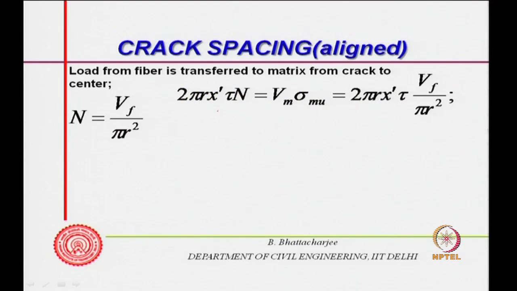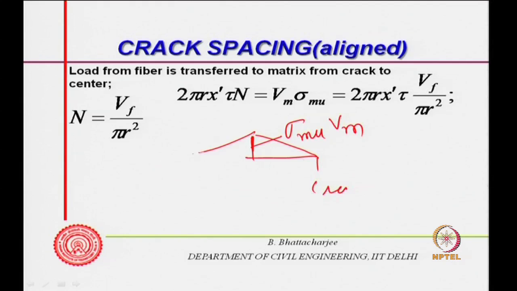So, for a single fiber, how much is the crack spacing we want to find out, because the load is transferred from the crack, this is my crack, to the fiber, and the maximum stress that can be attained in the matrix is sigma mu into V m. The maximum stress that would be attained in the center will be sigma mu V m, and again it is 0. So, this is transferred through x, 2 x dash, if I call this 2 x dash.